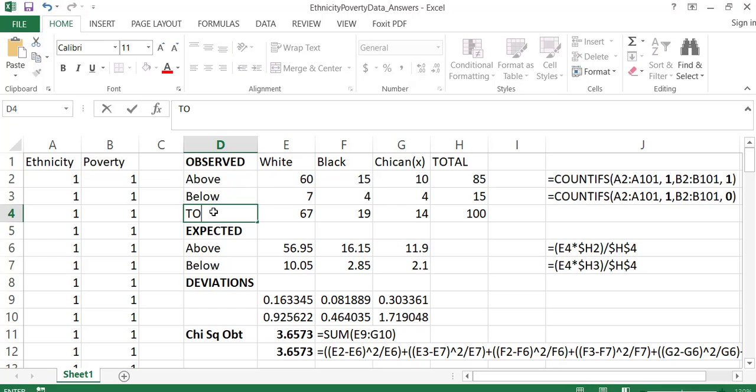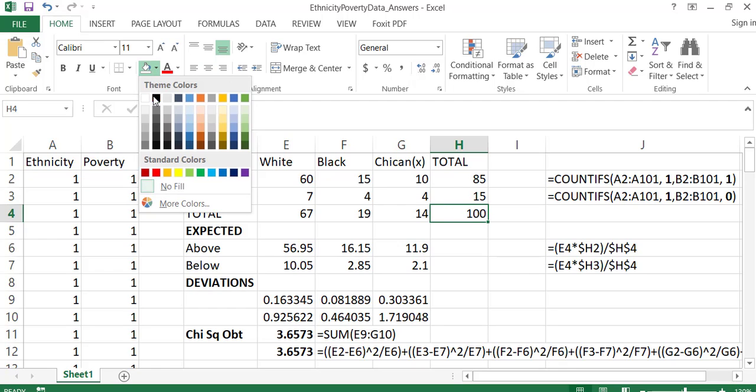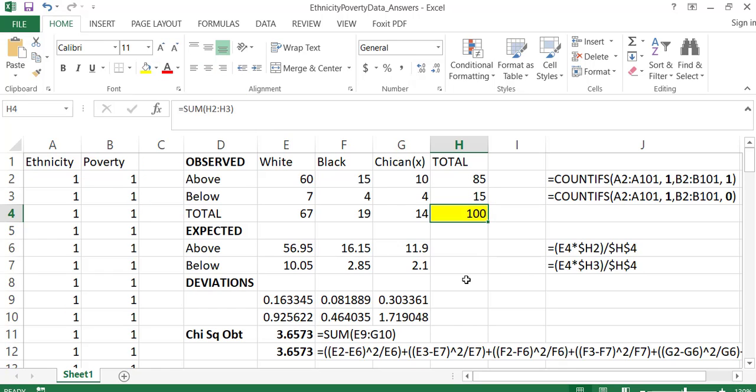And that also would be a total row. And then the total of all people in our sample is 100. And we have that here. So 85 plus 15 equals 100. Also, 67 plus 19 plus 14 would give us 100.